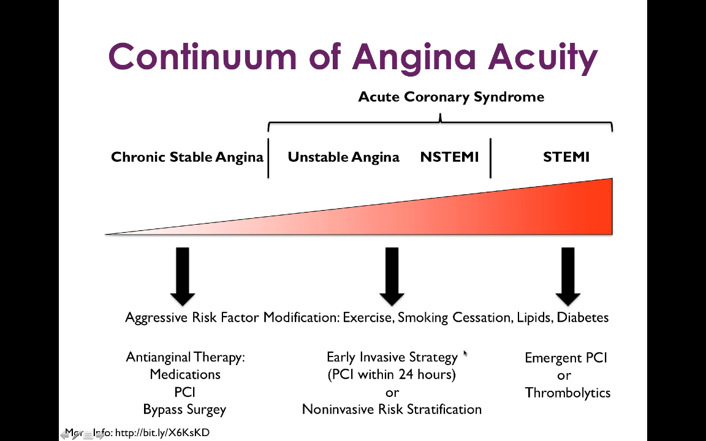Or what's most commonly done in most people with acute coronary syndrome is an early invasive strategy, which is to say try to send them to angiography and PCI within 24 hours. And we'll see that management of this gets complicated, but I'll try and keep it in broad strokes for you.